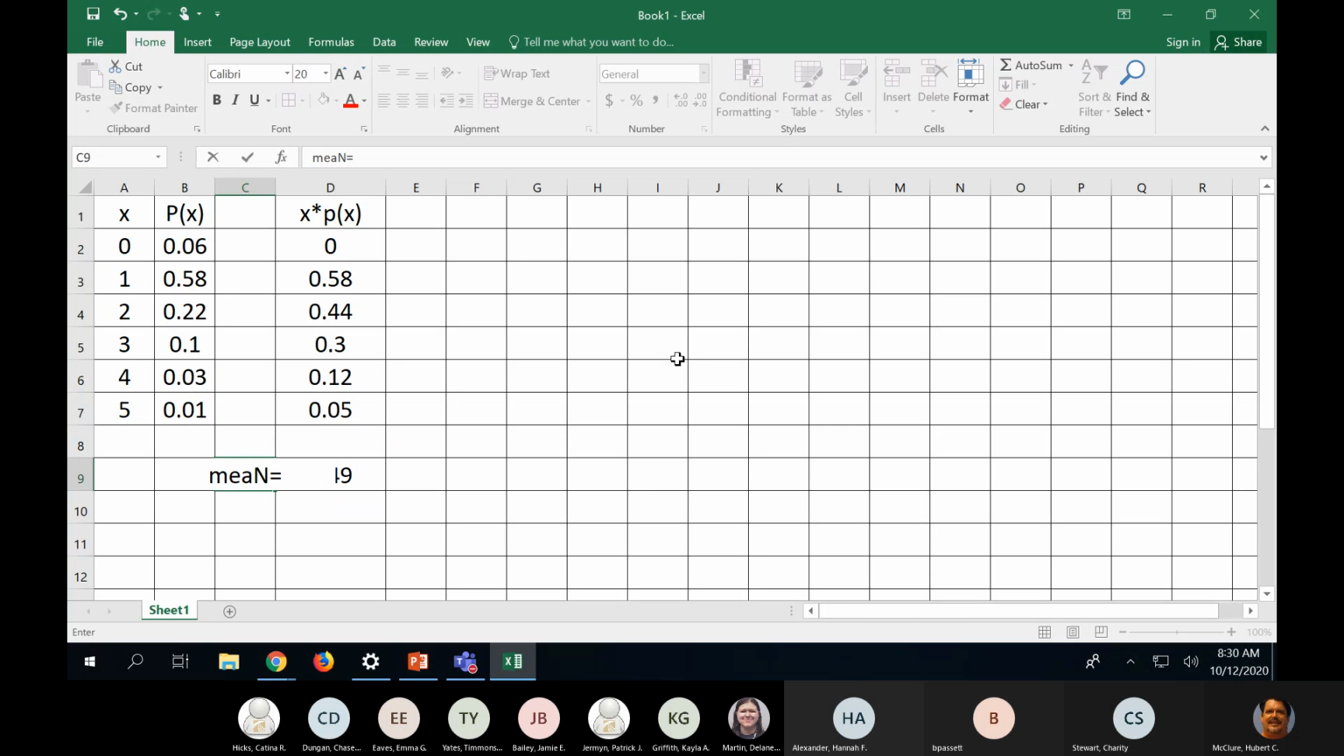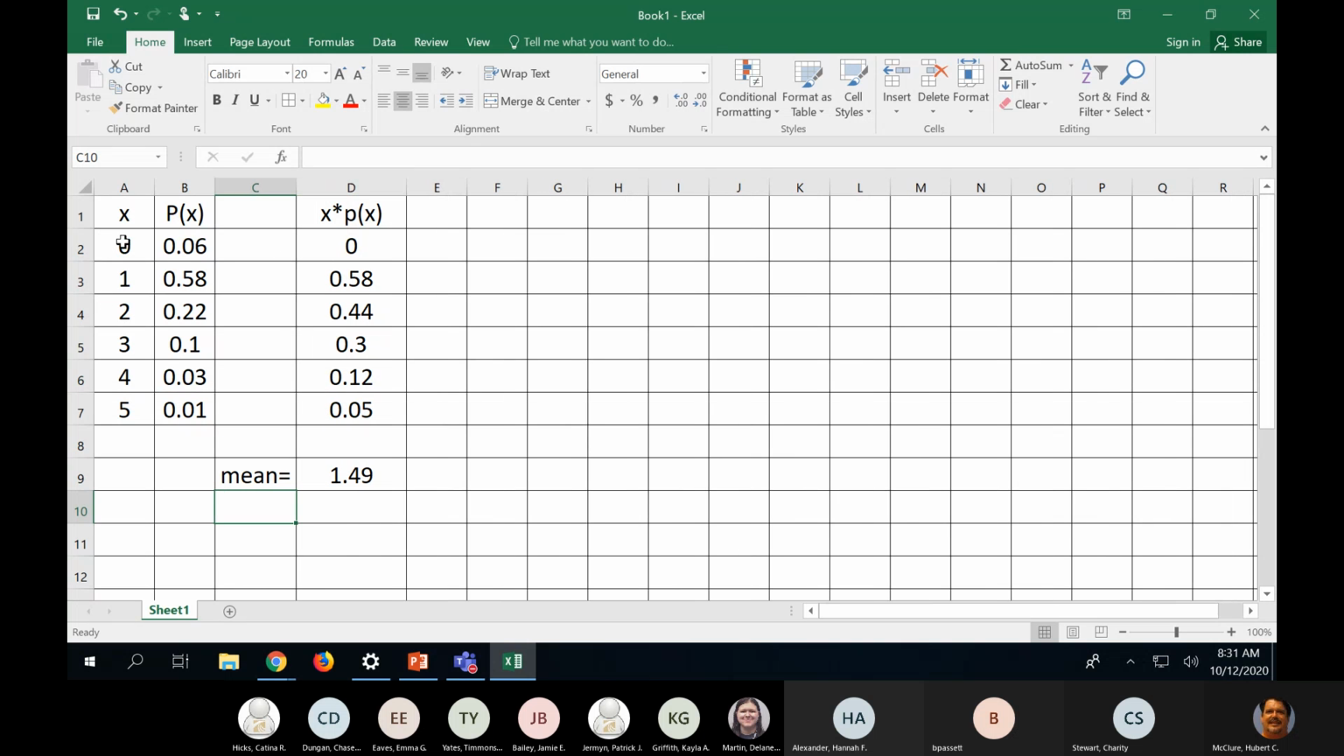Now, what does that mean? Well, we're finding the mean of X. So what is X? X is the event. So your mean event is 1.49. Since we do not have decimals in this column, what would that round to? Well, that would round to 2. So I'm going to put equals 2. So what's the average event? 2. This is your average right here.